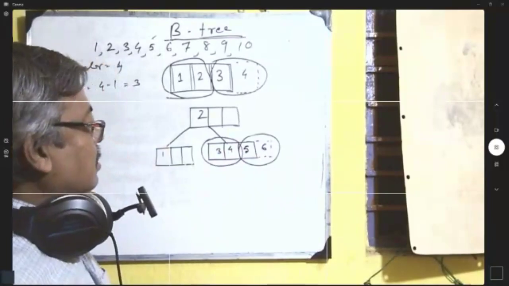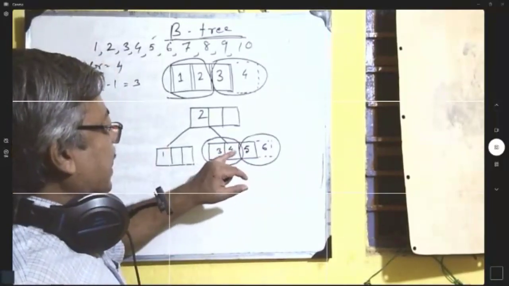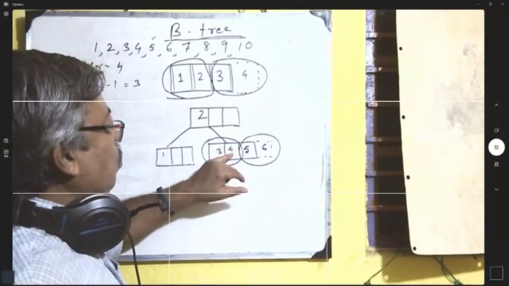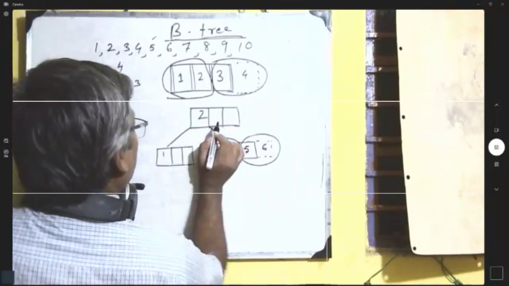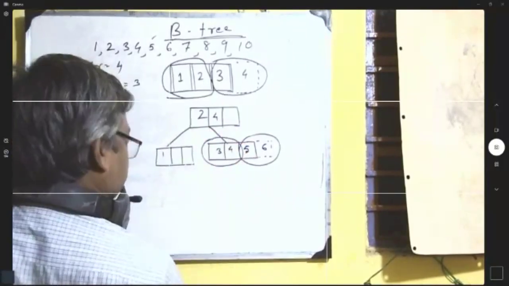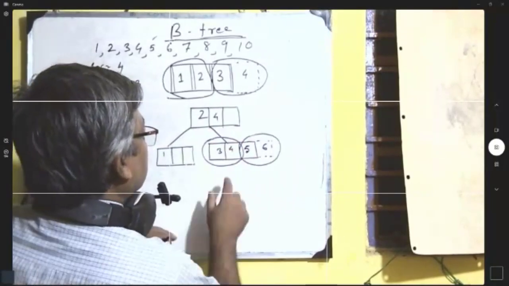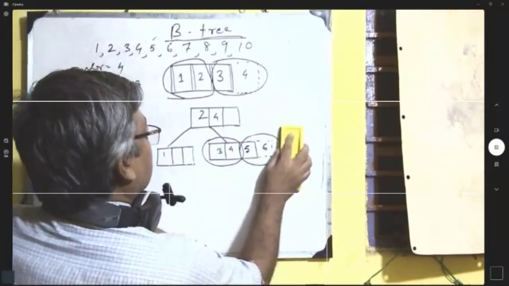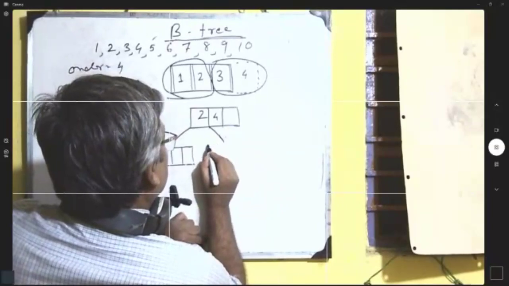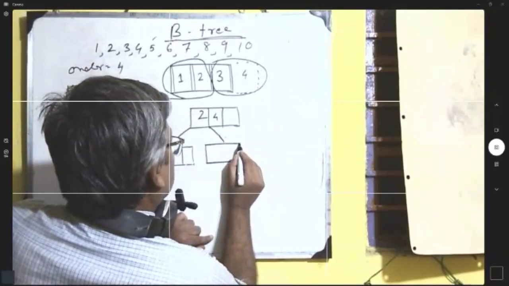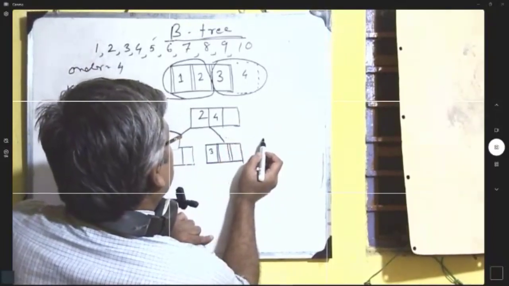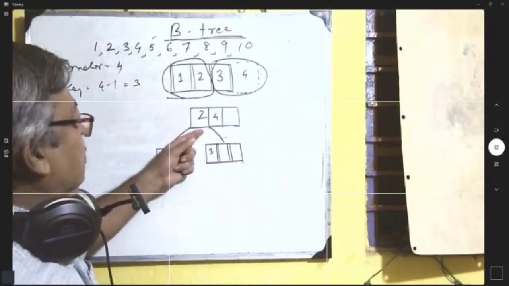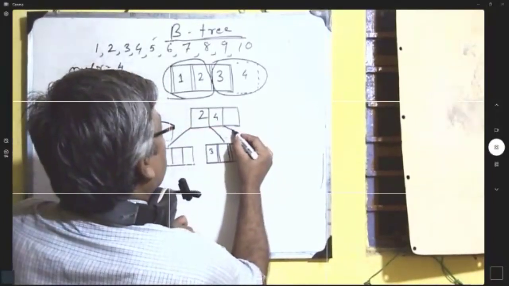After splitting, two groups will be created, but the middle value will be detected. We have already detected the middle value 4, and 4 will be shifted to the root position of the node. So 4 is coming here, and two groups, one is 3, another is 5, 6, are already created. This 5, 6 is greater than 4. So this will come at this position.